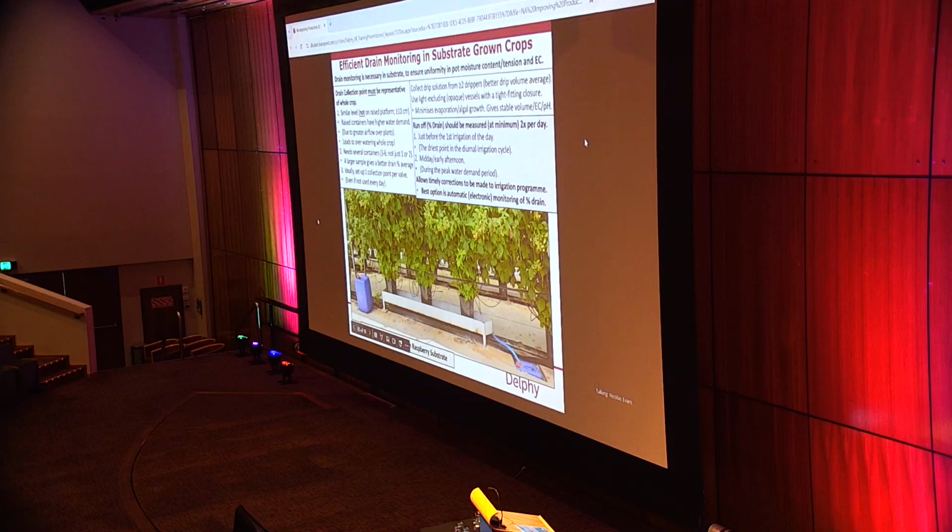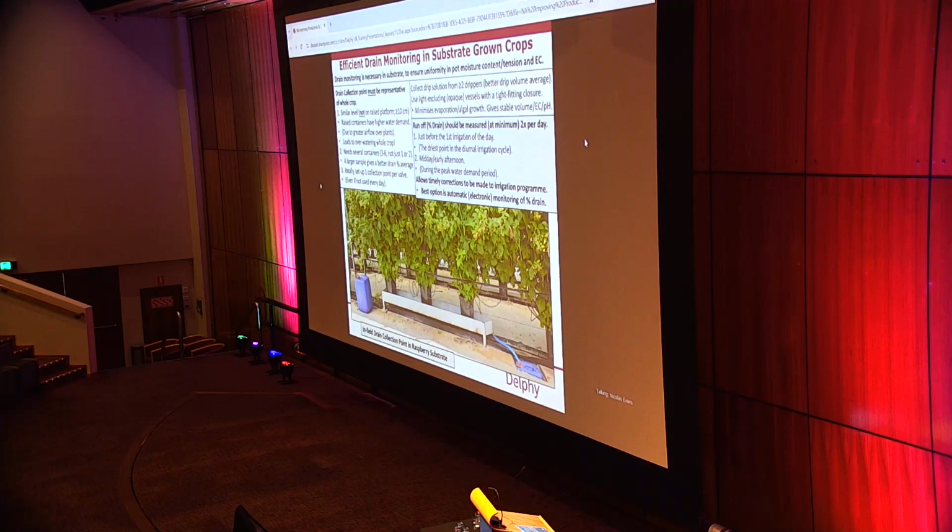So, looking at drain stations: efficient monitoring in substrate-grown crops. Drain monitoring is necessary in substrate, and the reason for that is just to make sure that we have uniformity of pot moisture content, tension, and EC. And drain collection must be representative of the whole crop. So we would suggest that the drain station is at a similar level to the crop.